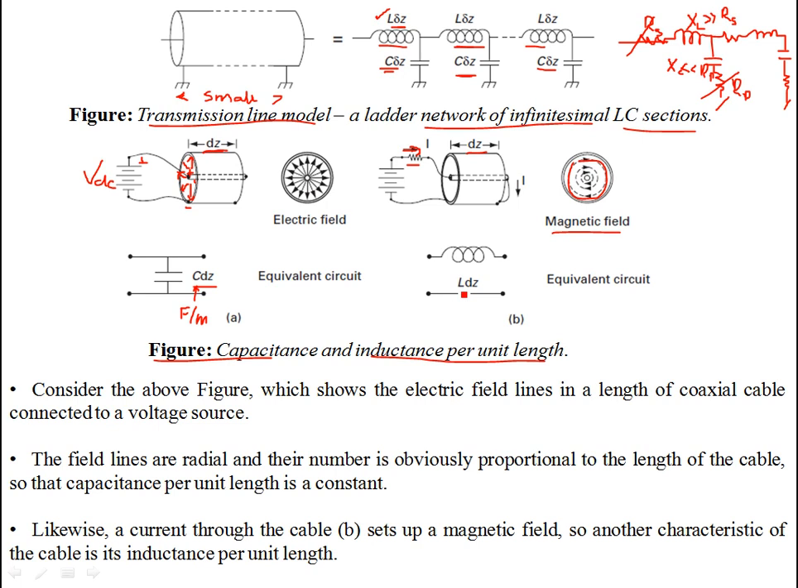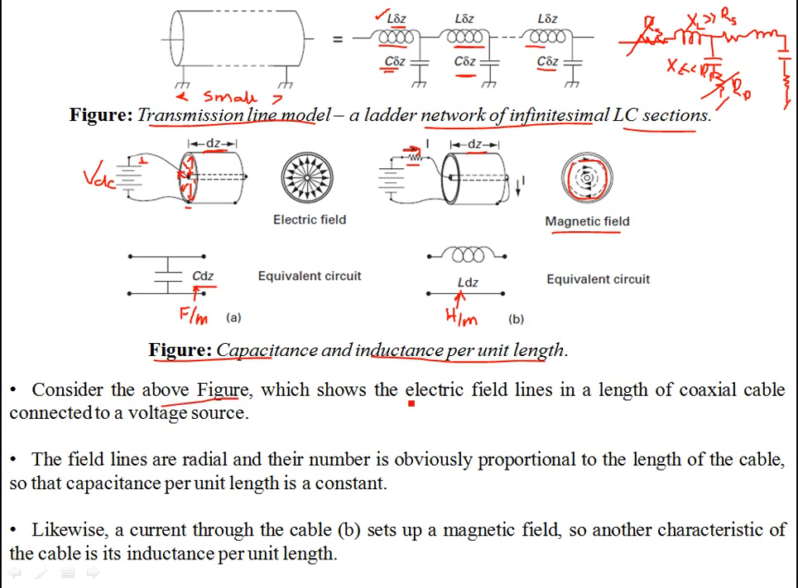So you have the capacitance, and this is also in henrys per meter. How much magnetic field there is depends on the length, so this is again L dz, and this has to do with the magnetic field. This is the current, because the current is in series and it establishes the magnetic field. That's why you have the distributed inductance. And capacitance is going to establish the electric field. You will have shunt capacitances, and that's how you build up this ladder network.